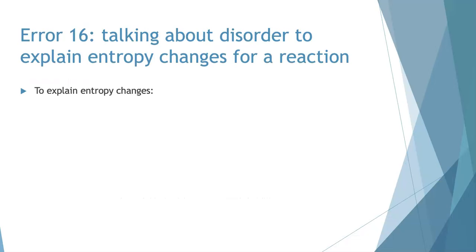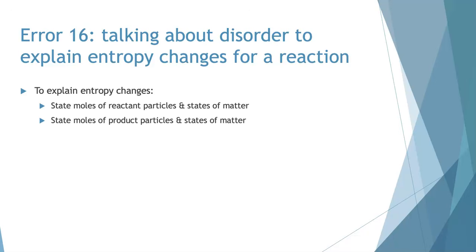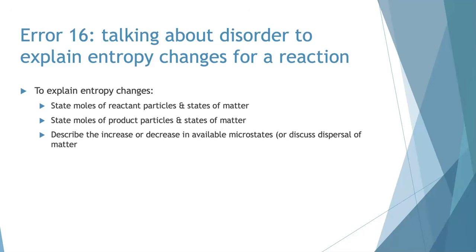Talking about disorder when you're trying to explain entropy changes for a reaction. The College Board will not accept that. If you want to explain entropy changes, start by stating the moles of reactant particles and their states of matter. State the moles of product particles and their states of matter. And then talk about whether the available microstates increase or decrease as a result of the reaction proceeding. You could also talk about dispersal of matter, but under no circumstances should you be talking about disorder. It's not going to be accepted.